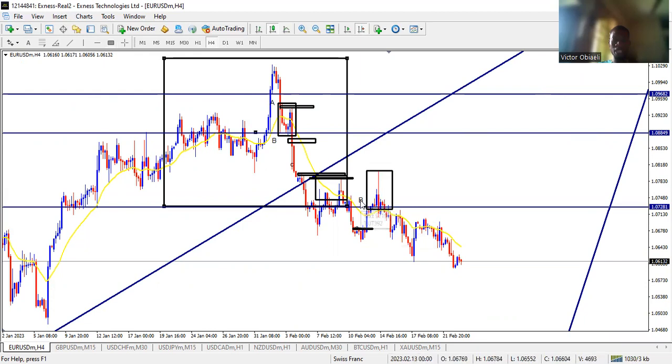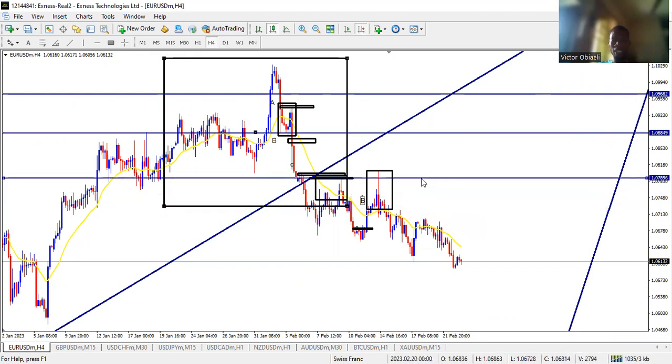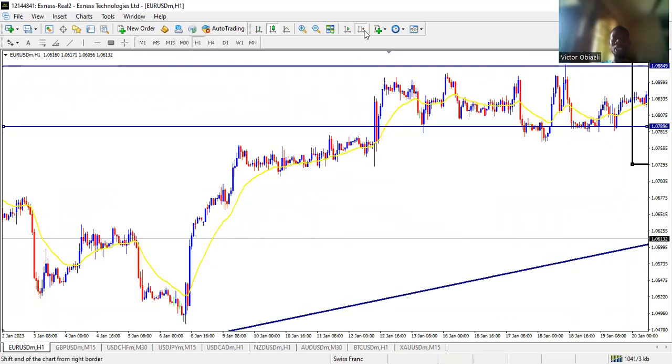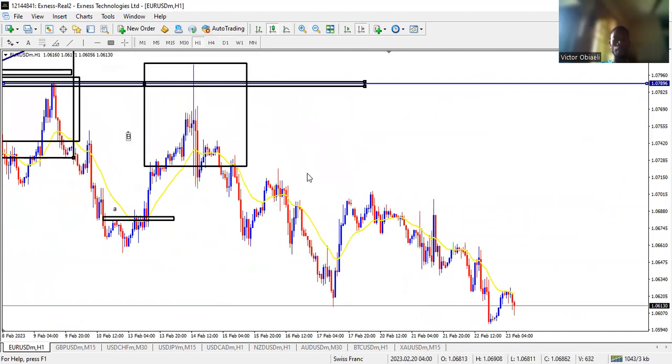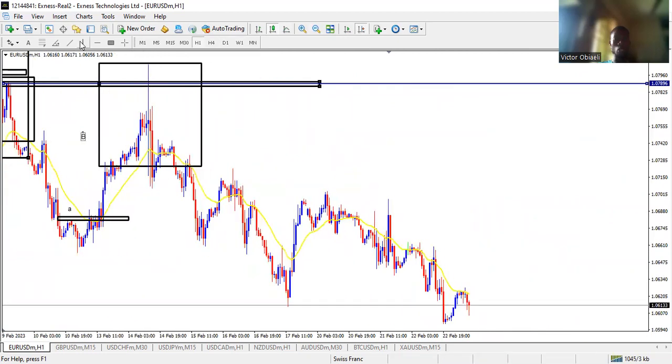But if you notice at the end of this, they actually went back to hit the market structure up here. And in hitting the market structure here, they did what? They drove price back inside. And so we are still in the seller's region, and our market structure level still continues.